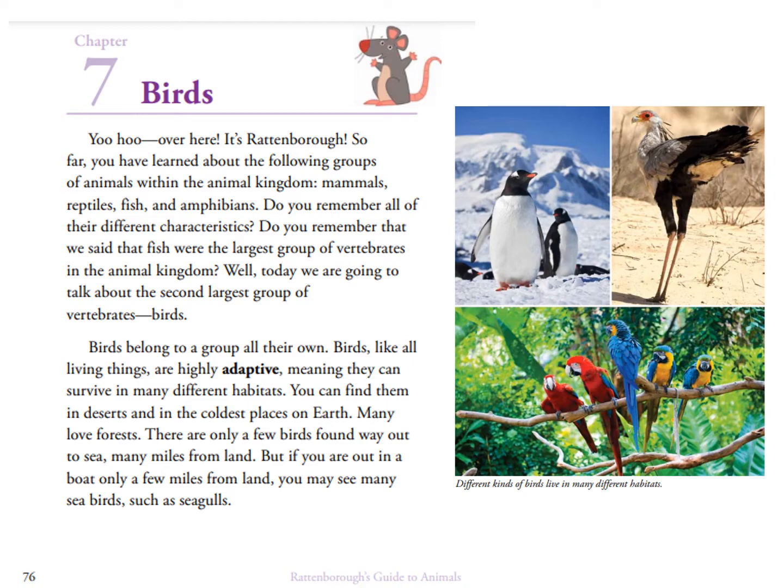Birds belong to a group all their own. Birds, like all living things, are highly adaptive, meaning they can survive in many different habitats. You can find them in deserts and in the coldest places on Earth. Many love forests, and there are only a few birds found way out to sea, many miles from land. But if you are out in a boat only a few miles from land, you may see many seabirds, such as seagulls.